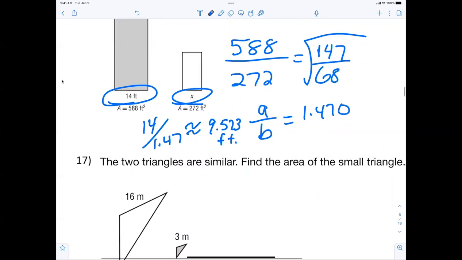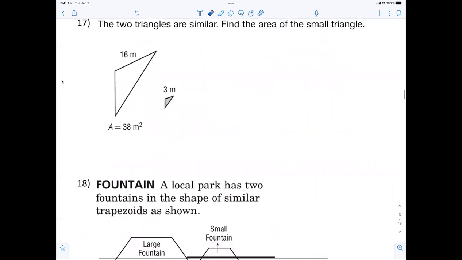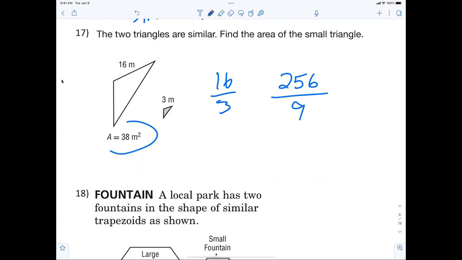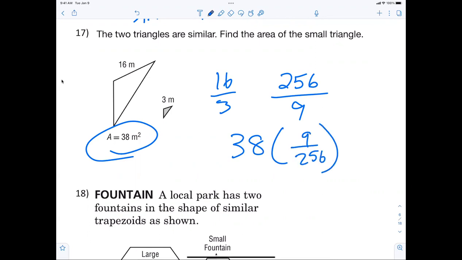All right, let's do a couple more. 17. All right, what's the ratio of the sides? 16 over 3. So the ratio of the areas would be what? 256 over 9. I have the area of the larger one, so I need the area of the smaller one. So I just take 38 and do what? Yeah, multiply by 9 over 256.